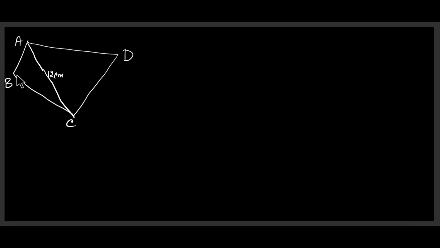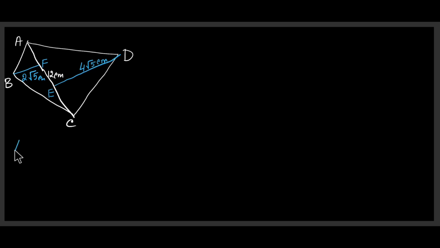Now the perpendicular from B to AC is BF, which is 2 root 5 centimeter, and another perpendicular from D to AC is DE, which is the length of 4 root 5 centimeter.